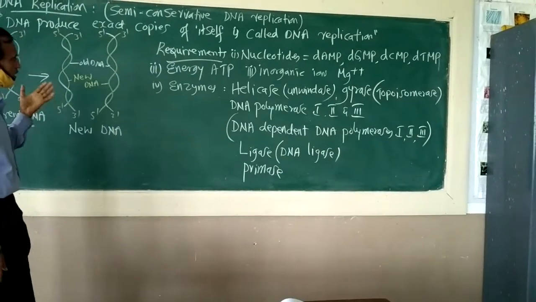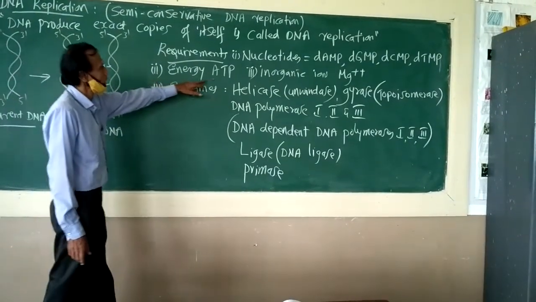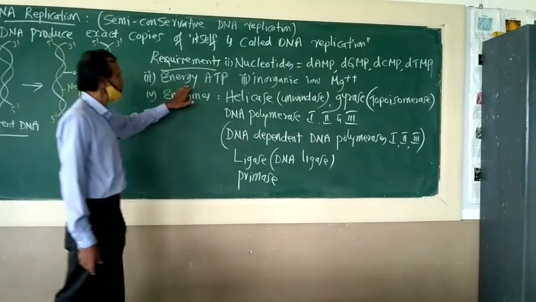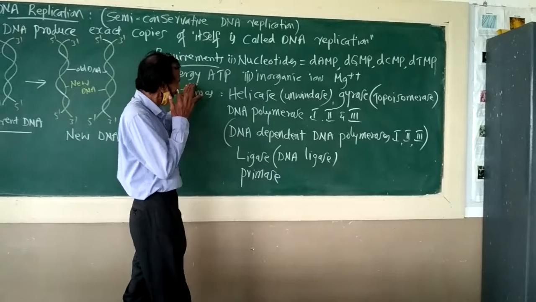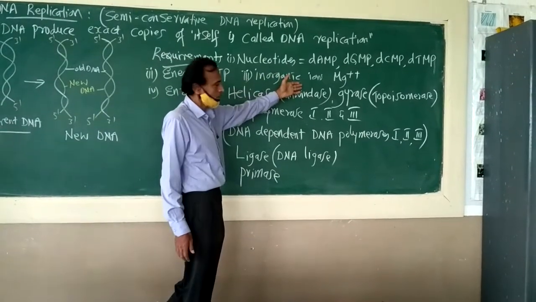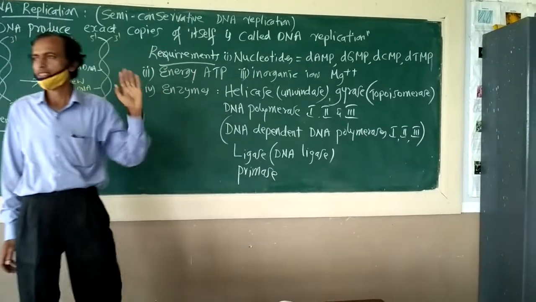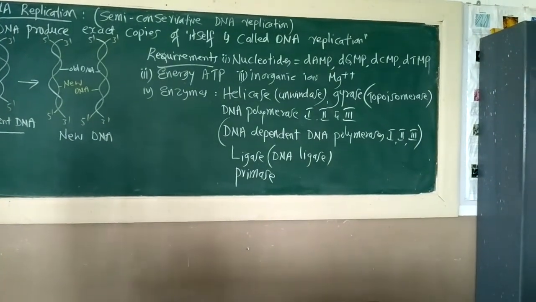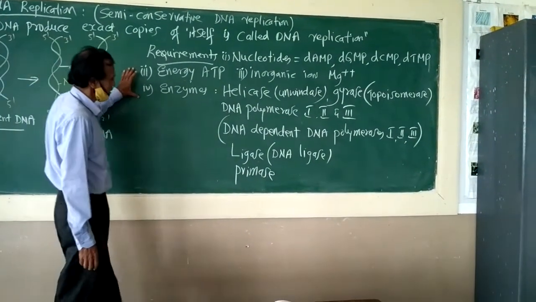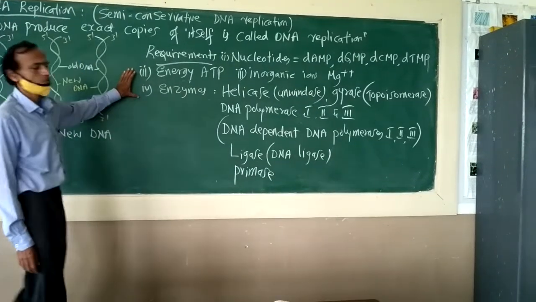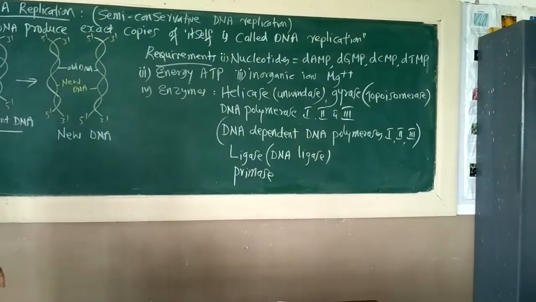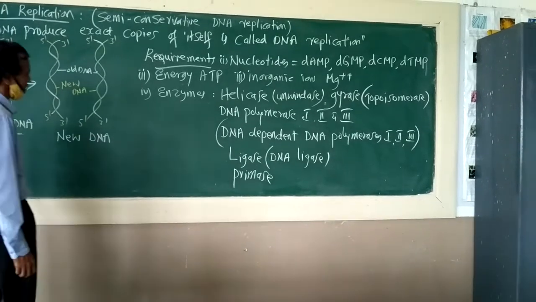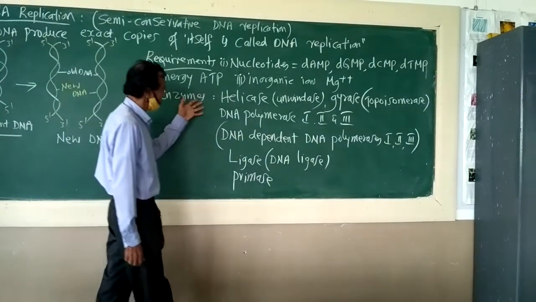This process also needs energy in the form of adenosine triphosphate. ATP is the energy currency, so that is needed for any biochemical process. And inorganic ions in the form of magnesium 2 plus ions are needed during activation of nucleotides. And this process is done by enzymes. Enzymes are the biocatalysts. All the living and physiological processes are carried out by enzymes. So here also a set of enzymes are involved.